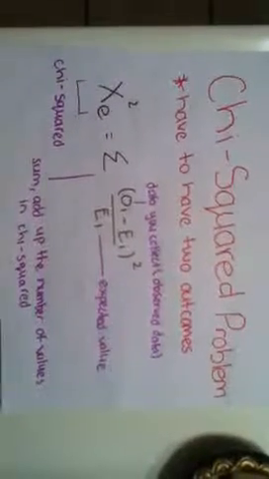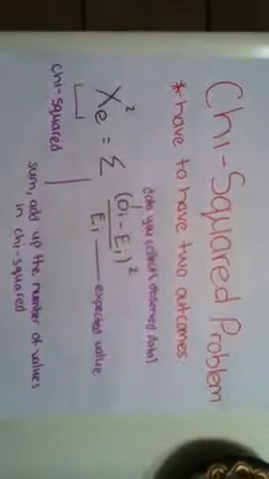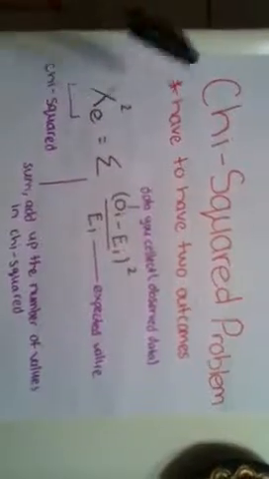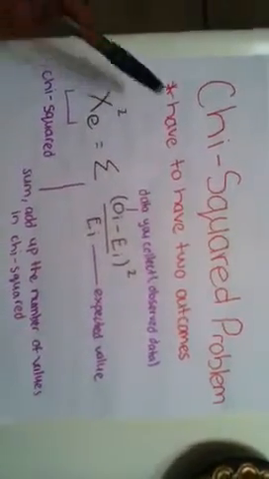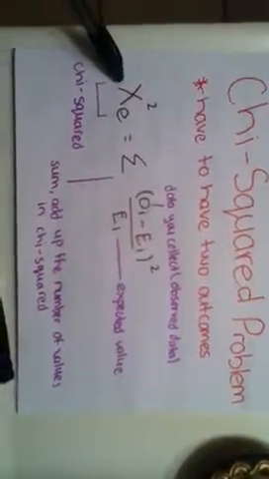Today we're going to be learning how to do a chi-squared problem. In order to do a chi-squared problem, you have to have two possible outcomes. Now here's the equation that we use to solve.